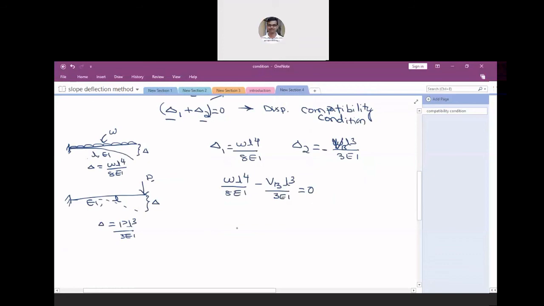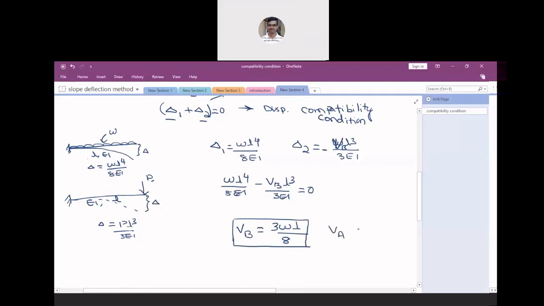Now I will be in a position to calculate VB. The EI will get cancelled, and VB is going to be equal to WL divided by 3 into 3... that is, 3WL by 8. So this is going to be the reaction VB.